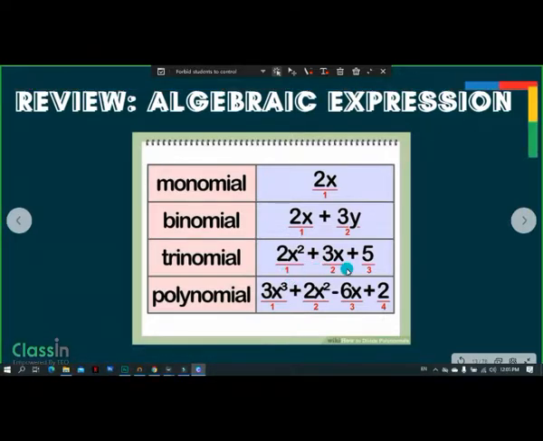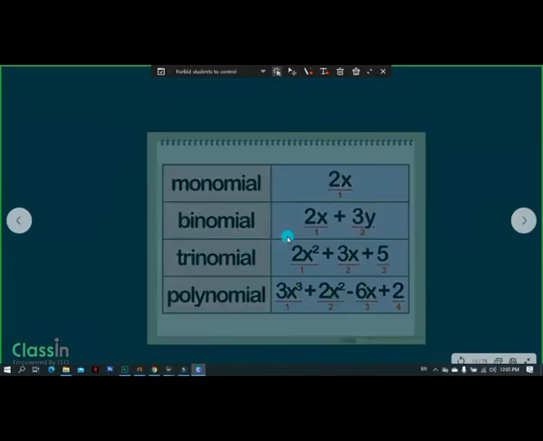Next, we have trinomial. 2x squared, 3x, and 5. They are separated by plus signs. So this is a trinomial. Meron tayong 3 terms. Tri means 3. Pag ang terms po ay more than 3, ang tawag na po natin ay polynomial. So we have 3x cubed plus 2x squared minus 6x plus 2. So apat na po yung terms. This is more than 3, kaya ang tawag natin is polynomial. Okay? So let's now proceed po sa ating lesson proper.